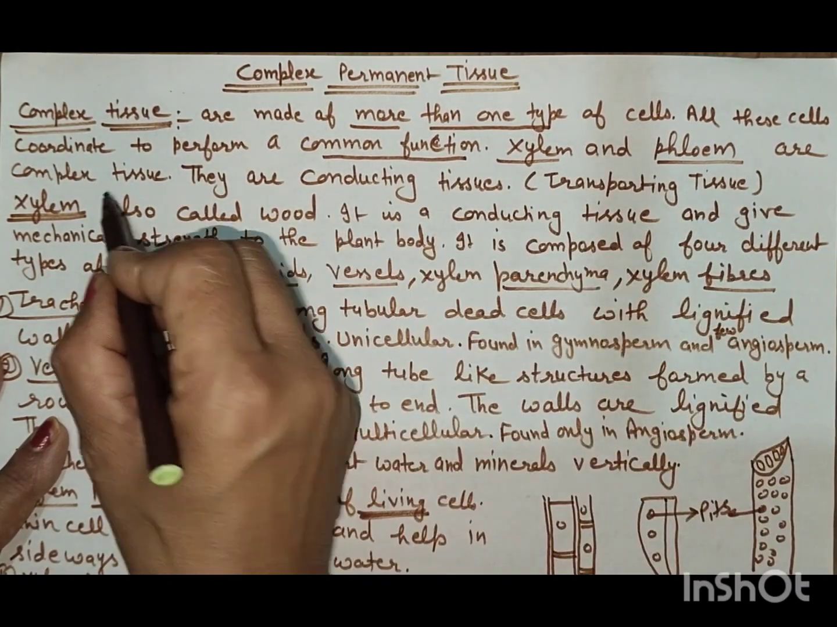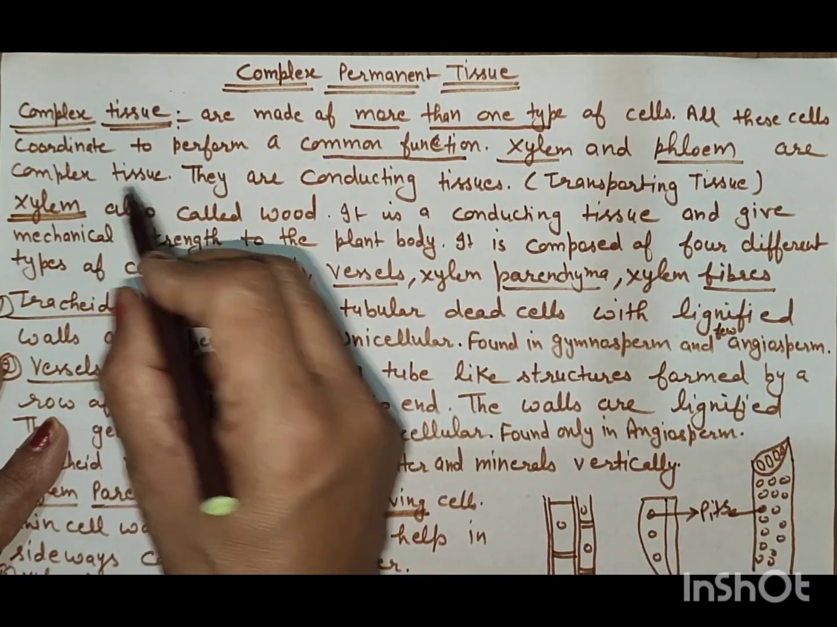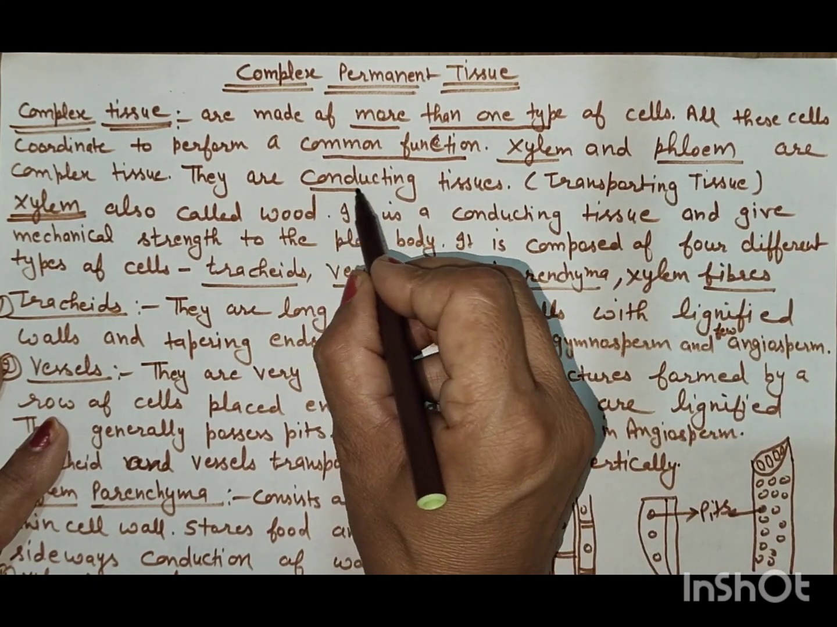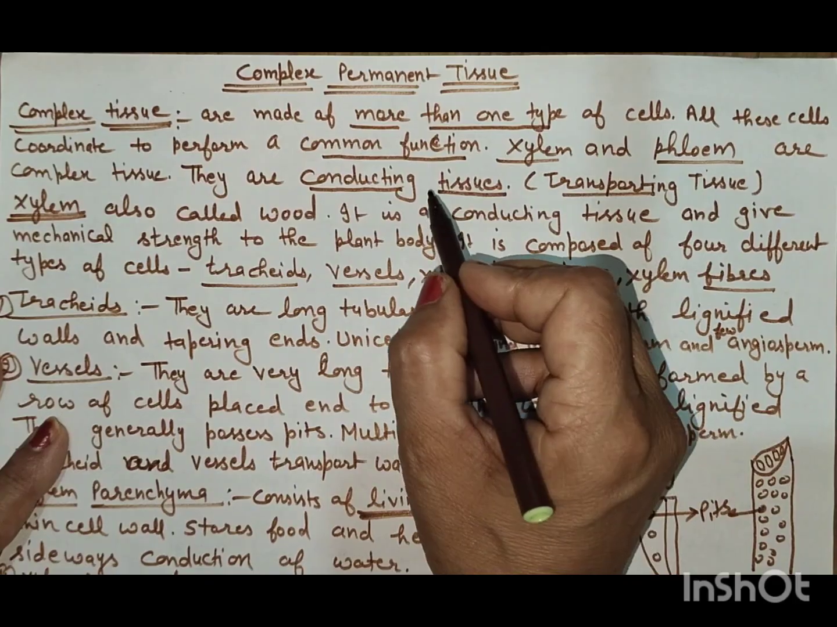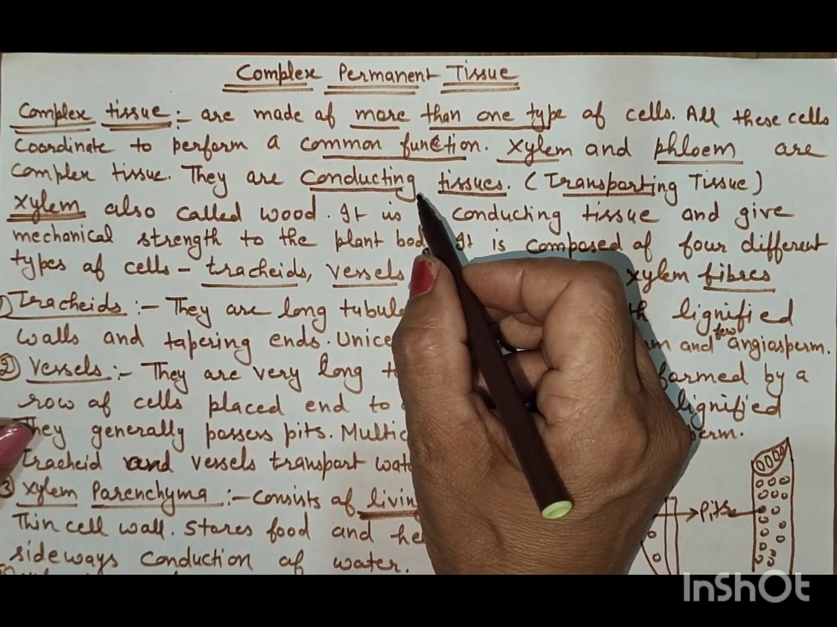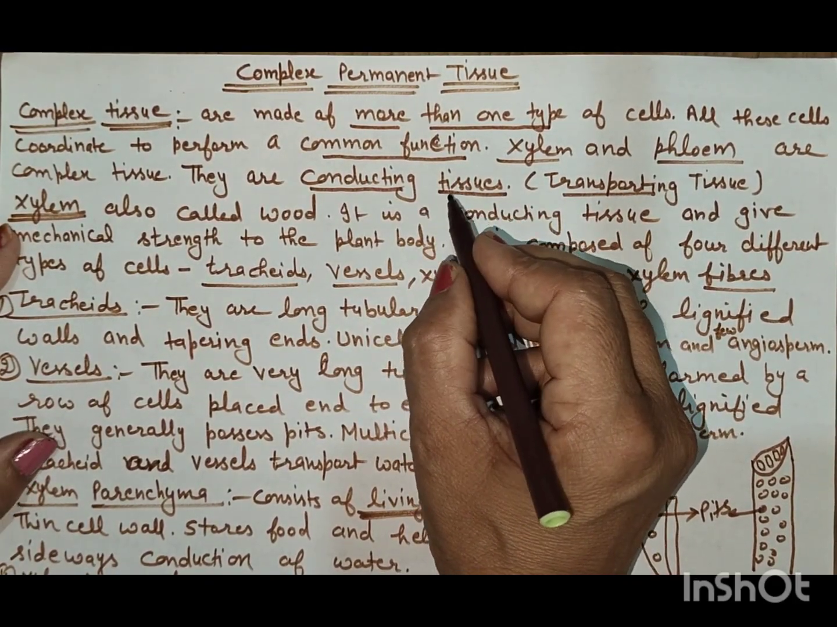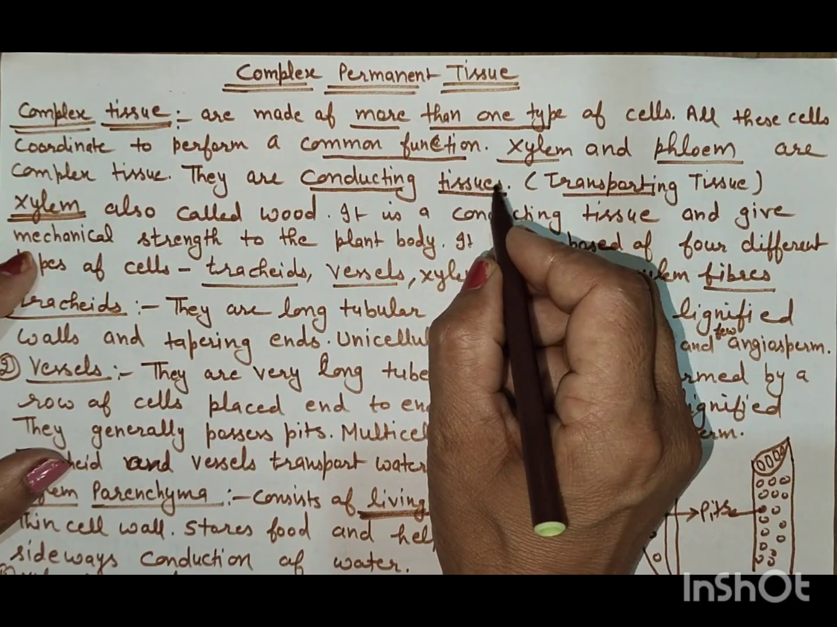Xylem and phloem are the complex tissues, and they are called the conducting tissue or the transporting tissue because they transport water, minerals and food to all parts of the plant.